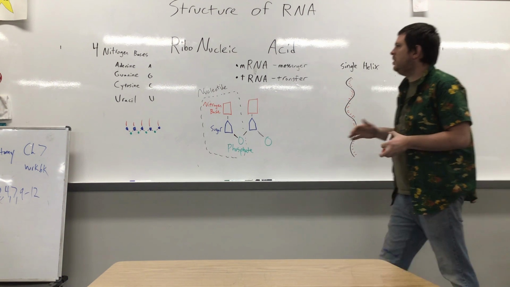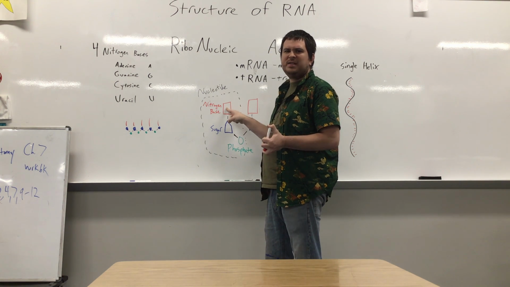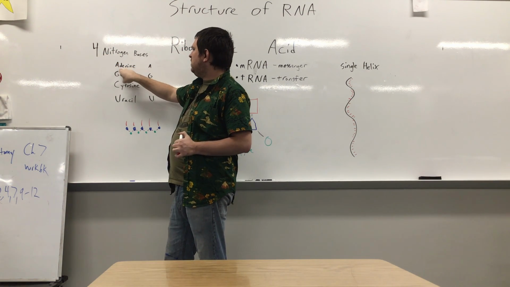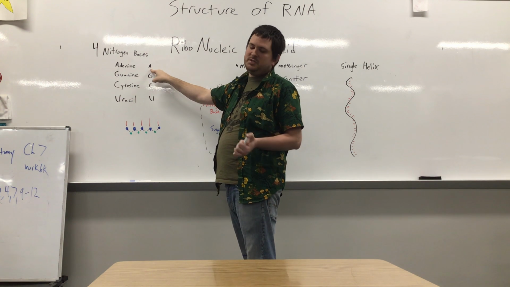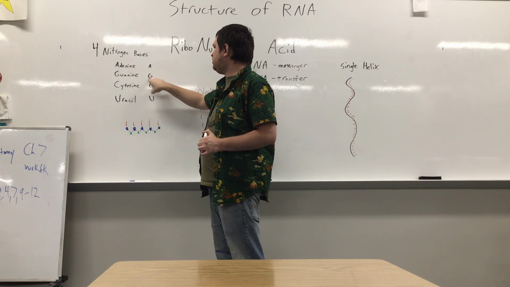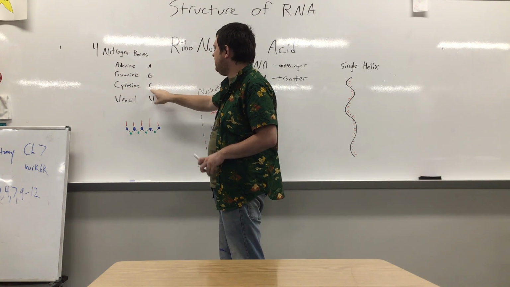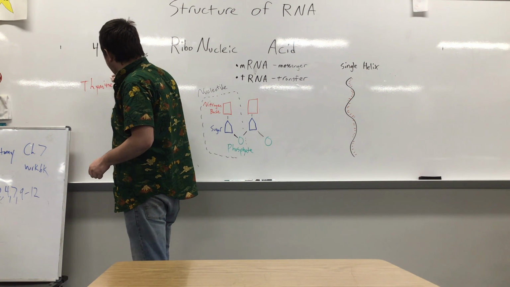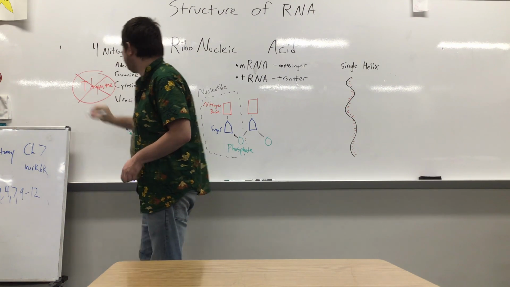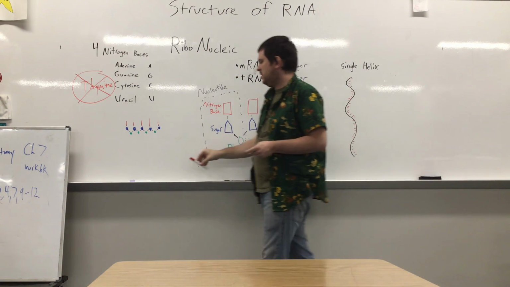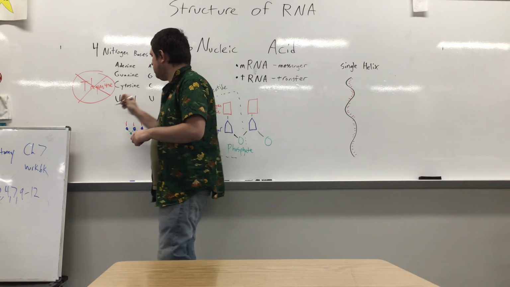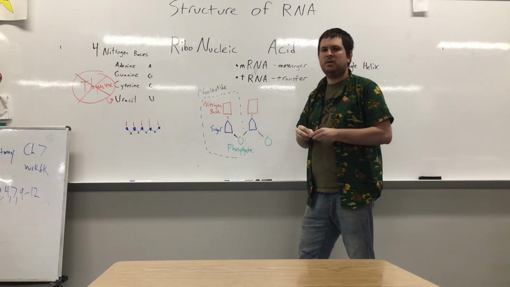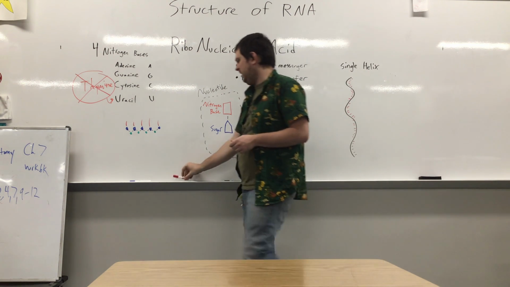So, just like DNA, it has nitrogen bases. And just like DNA, it has 4 nitrogen bases. DNA and RNA both have adenine, which is A. They both have guanine, which is G. They both have cytosine, which is C. But there is no thymine in RNA. There is none. Instead, we have uracil. We have this base called uracil, which takes the place of thymine.